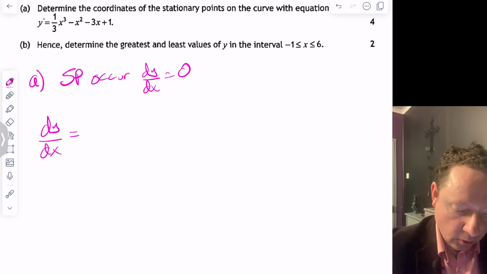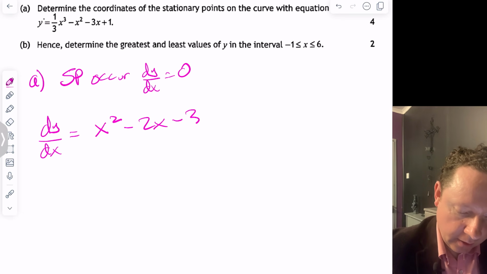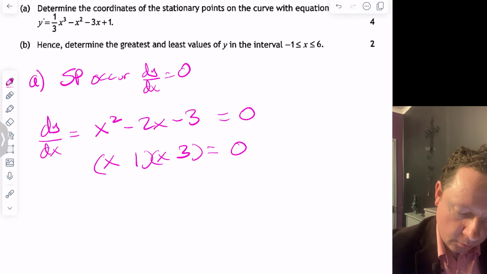3 times a third is 1, so it's just x squared minus 2x minus 3, and we're going to say that equals 0. So we should be able to solve that. Let's hope it factorises. x and x, 3 and 1. And we've got minus 3 plus 1 is minus 2. So there we go. So x is minus 1 or x equals 3.